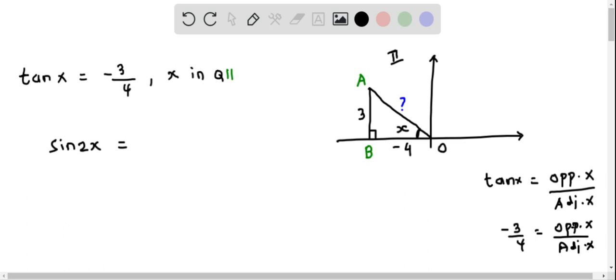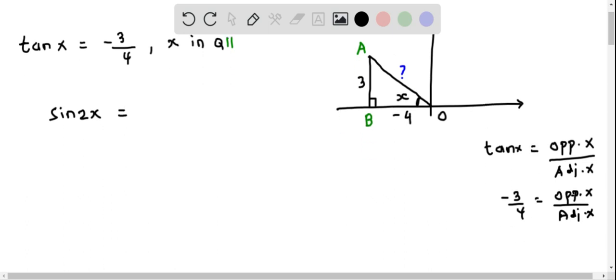So I have marked opposite to x, that is the side AB, as 3, and the adjacent side, which is the side OB, equals negative 4. Because in quadrant 2, this OB distance is negative, it is the negative x-axis. So that's why I have marked this OB as negative 4 instead of AB. So we have this right triangle, and now we have to determine this unknown side OA.